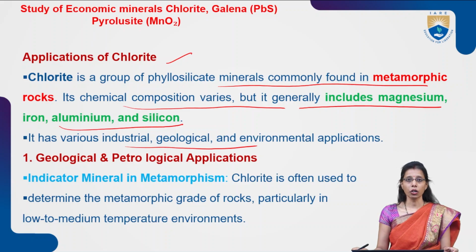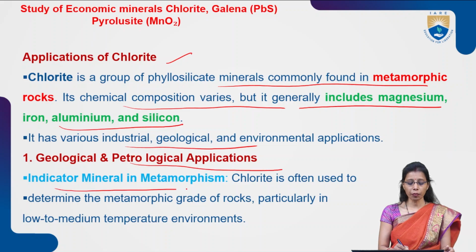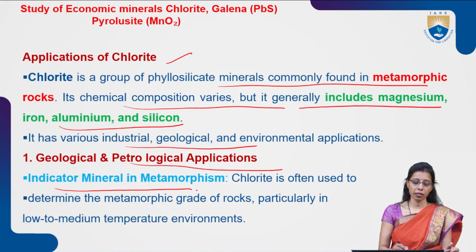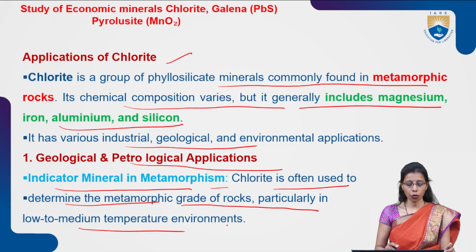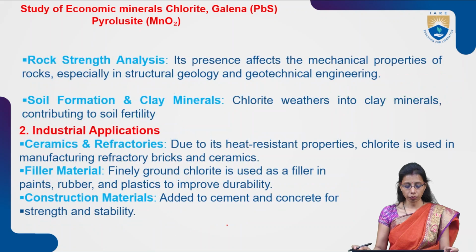When you talk about the geological and petrological applications, chlorite is an indicator mineral in metamorphism. It is often used to determine the metamorphic grade of rocks, particularly in low to medium temperature environments.